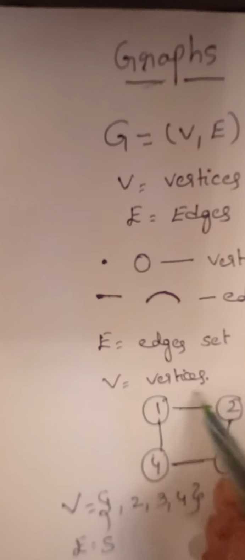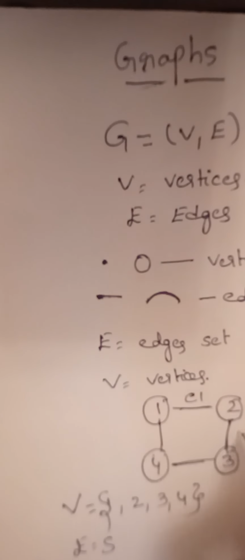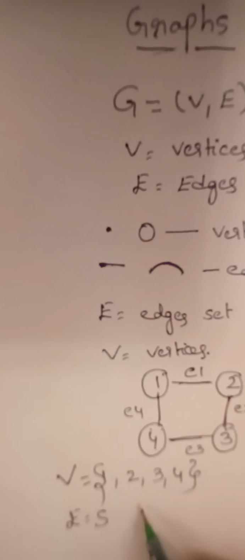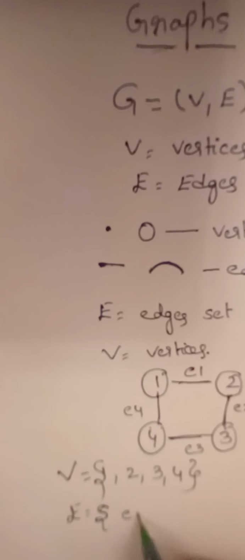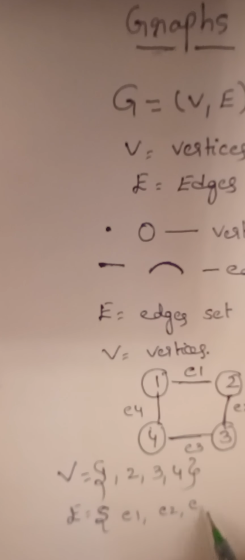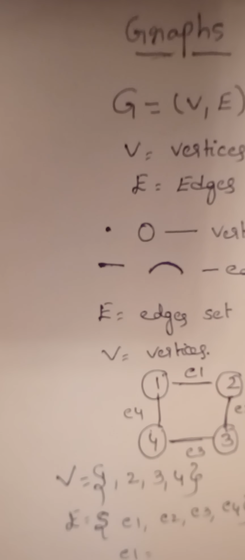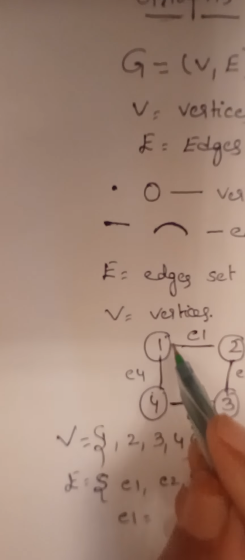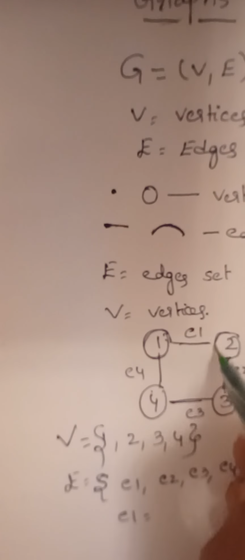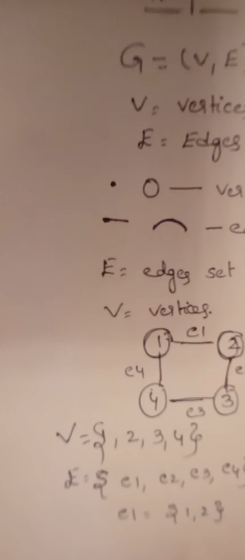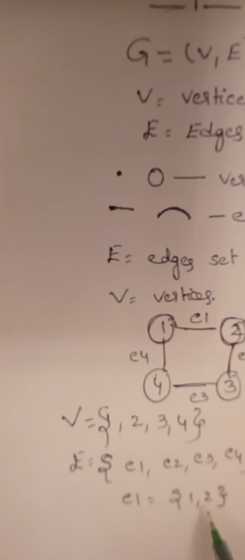Edges are represented like E1, E2, E3, E4. So E equal to a collection of E1, E2, E3, E4. What is E1? E1 means an edge between vertex 1 and vertex 2. So E1 is equal to 1 comma 2. That means it is the edge between vertex 1 and vertex 2.